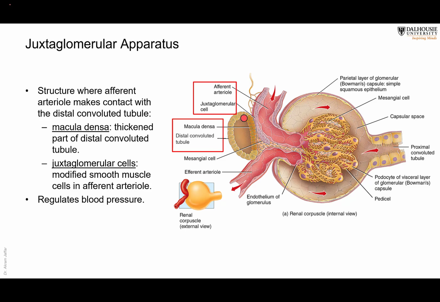And you can see that the cells, instead of being cuboidal, become a little bit columnar, a little bit thick. And that's why it's called the macula densa. The macula densa cells are actually chemoreceptors in the distal convoluted tubule, and they will sense the consistency of urine, whether it is diluted or concentrated. While the smooth muscle cells, the juxtaglomerular cells, are baroreceptors. They sense the blood pressure.